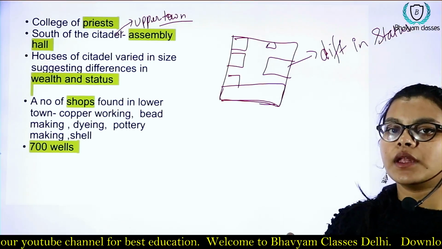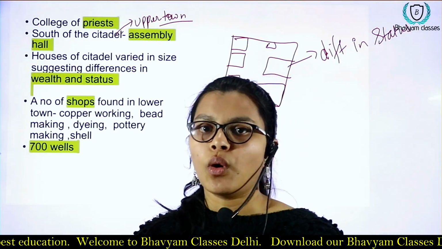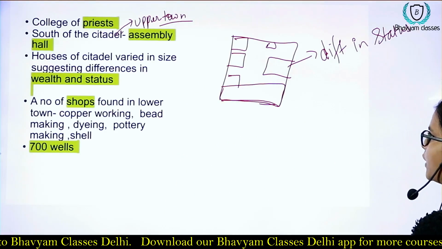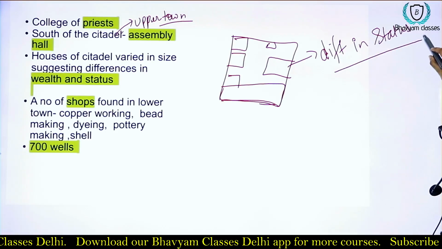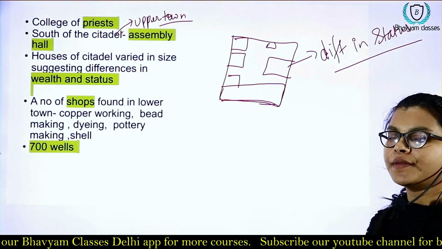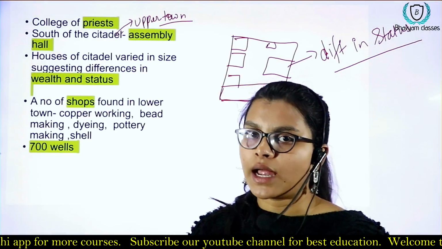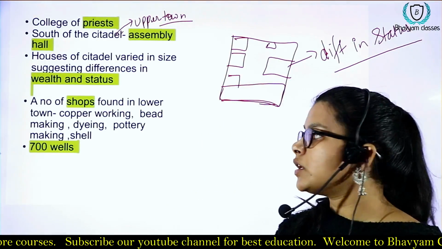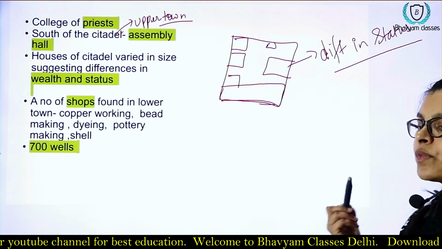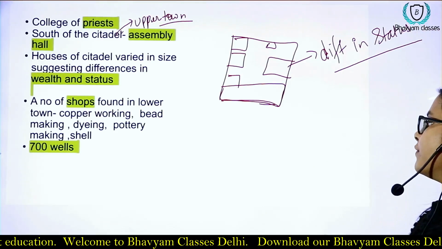So what we are doing is studying the social structure of the particular civilization, fine. They had some kind of great bath that was used for ritual practices. So it shows the religious aspect of that particular civilization. When we talk about the difference in houses, we interpret it as the difference in wealth, fine.